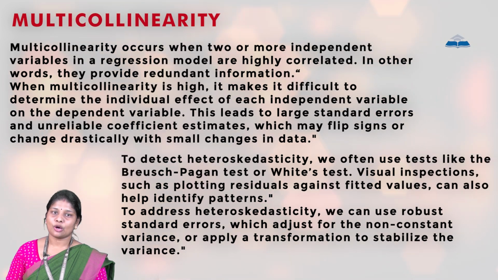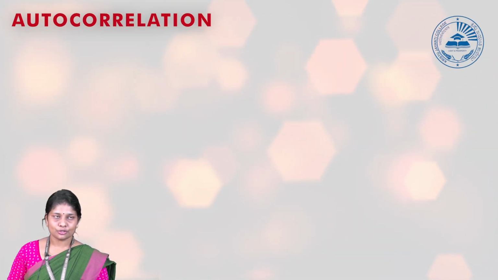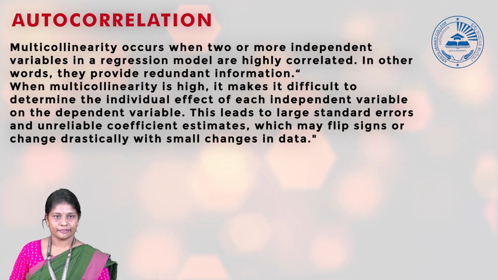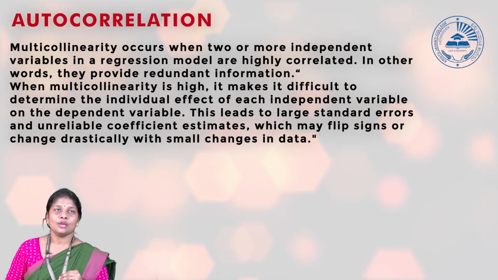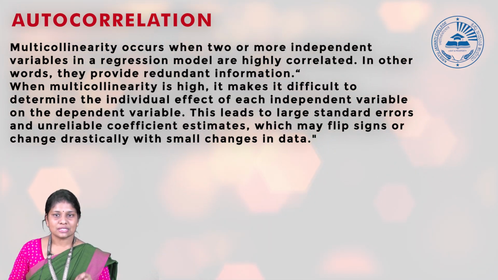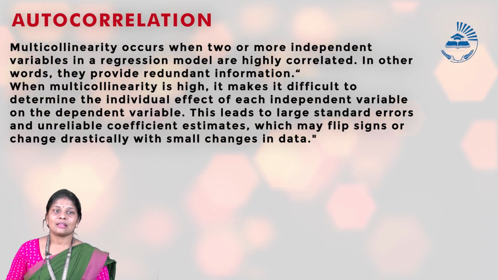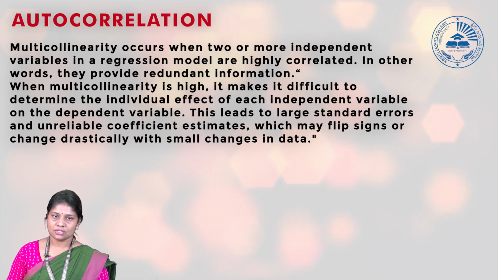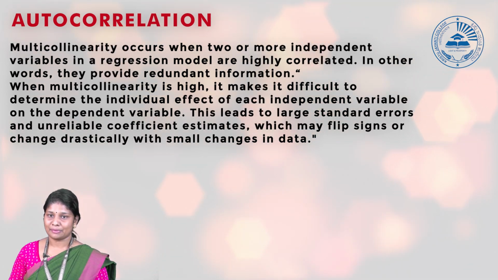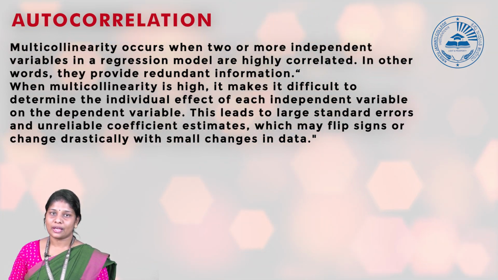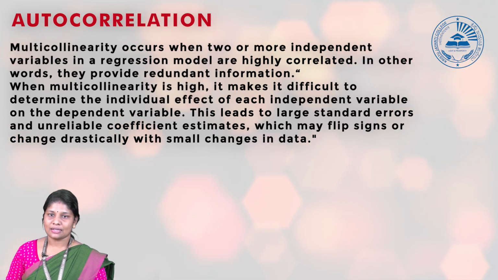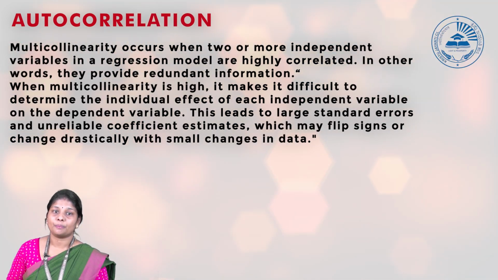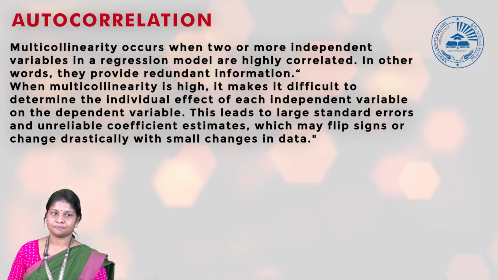And when we talk about autocorrelation, also known as serial correlation, it happens when the residuals from a regression model are correlated across time or other units. This is common in time series data, and when autocorrelation is present, OLS estimators remain unbiased but are no longer efficient. This means that the standard errors are underestimated, leading to overly optimistic test statistics.